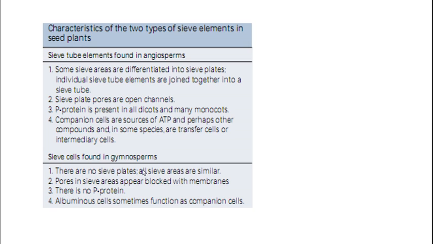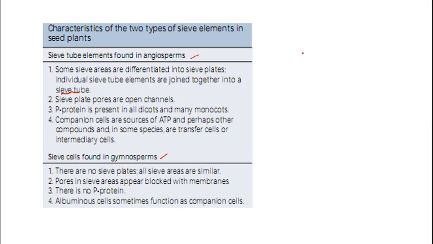Now what we need to know is the characteristics of sieve tube elements and sieve cells. Sieve tube elements are found in angiosperms, and sieve cells are found in gymnosperms. How do they look different? What are the characteristics that are different in sieve tubes and sieve cells? Some sieve areas are differentiated into sieve plates. Individual sieve tube elements are joined together into a sieve tube.